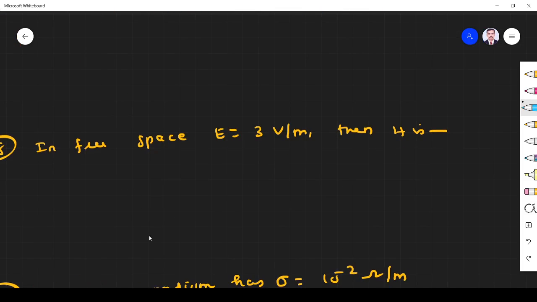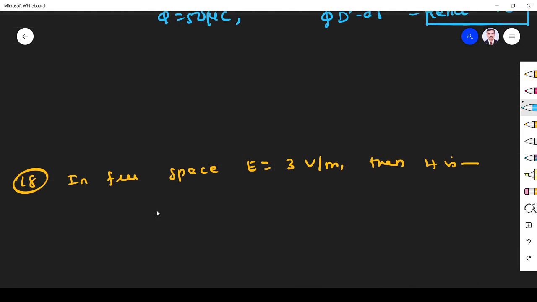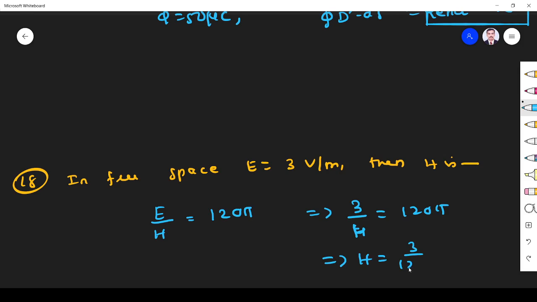Next one, in free space E is equal to 3 volt per meter. Then H is, we know in free space E by H is equal to 120 pi, that is eta. So this implies 3 by H is equal to 120 pi. So H is equal to 3 by 120 pi, which is 1 by 40 pi, right? Ampere per meter. Okay.